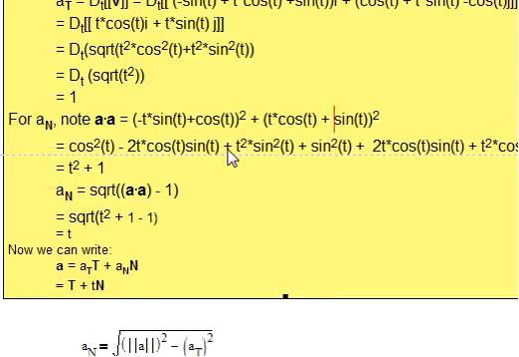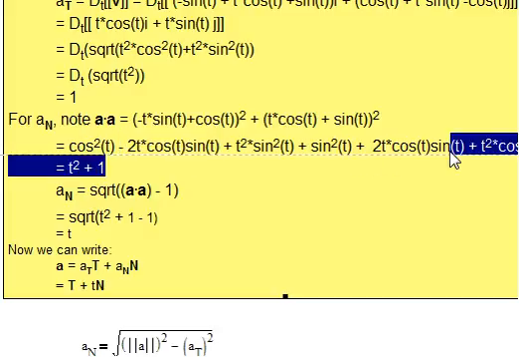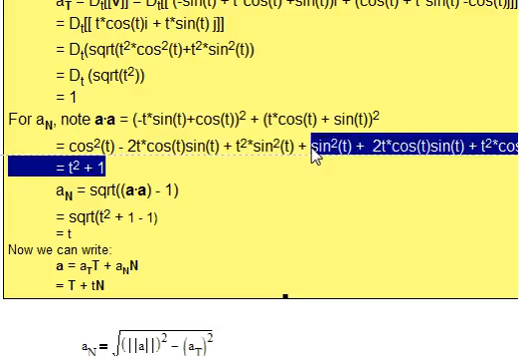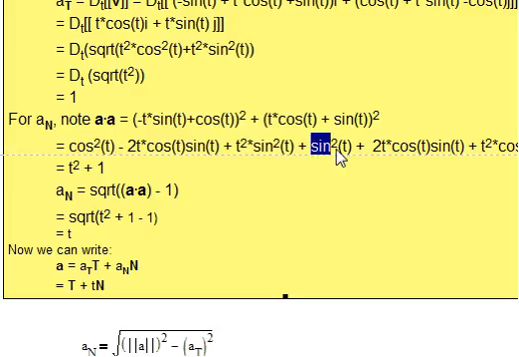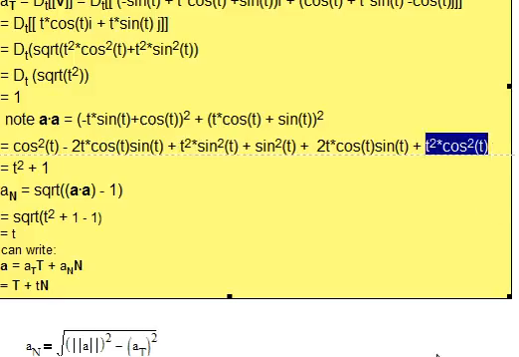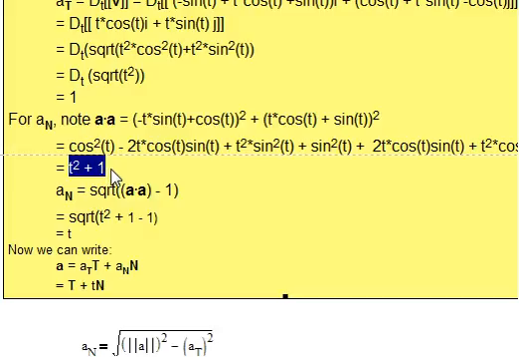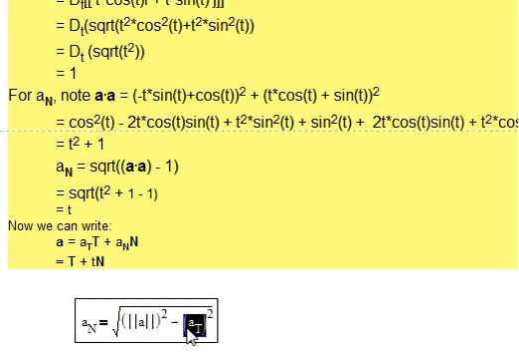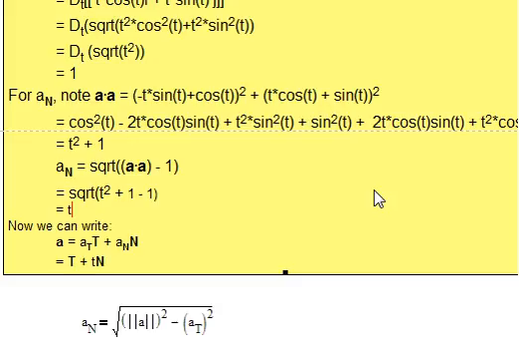Notice all that happens. This negative term and this positive term cancel out. This cosine squared t plus this sine squared t gives us a nice 1. And this, t squared sine squared t plus t squared cosine squared t is t squared times 1. So the whole thing is just t squared plus 1. And so that means this part is t squared plus 1. So we got t squared plus 1 minus 1, which is the square root of t squared, which is just t.